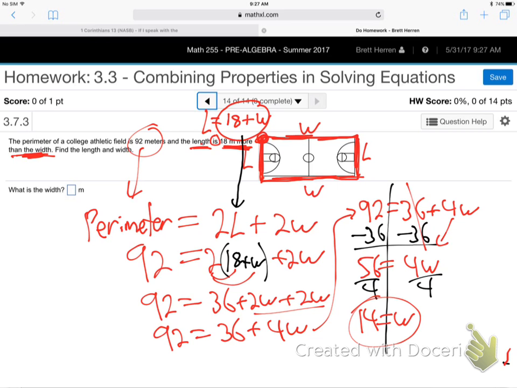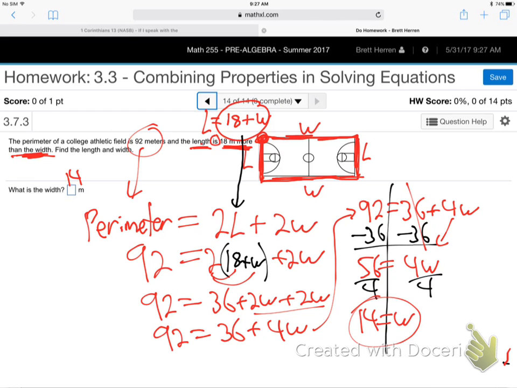That's their question. What's the width? But that's a two-part question. Oh, is it? They want the length also. Okay, let's get that as well. All right, so we got the width. The width is 14. That would be the first answer here. But then they're going to ask me for the length also. How do I get the length also?